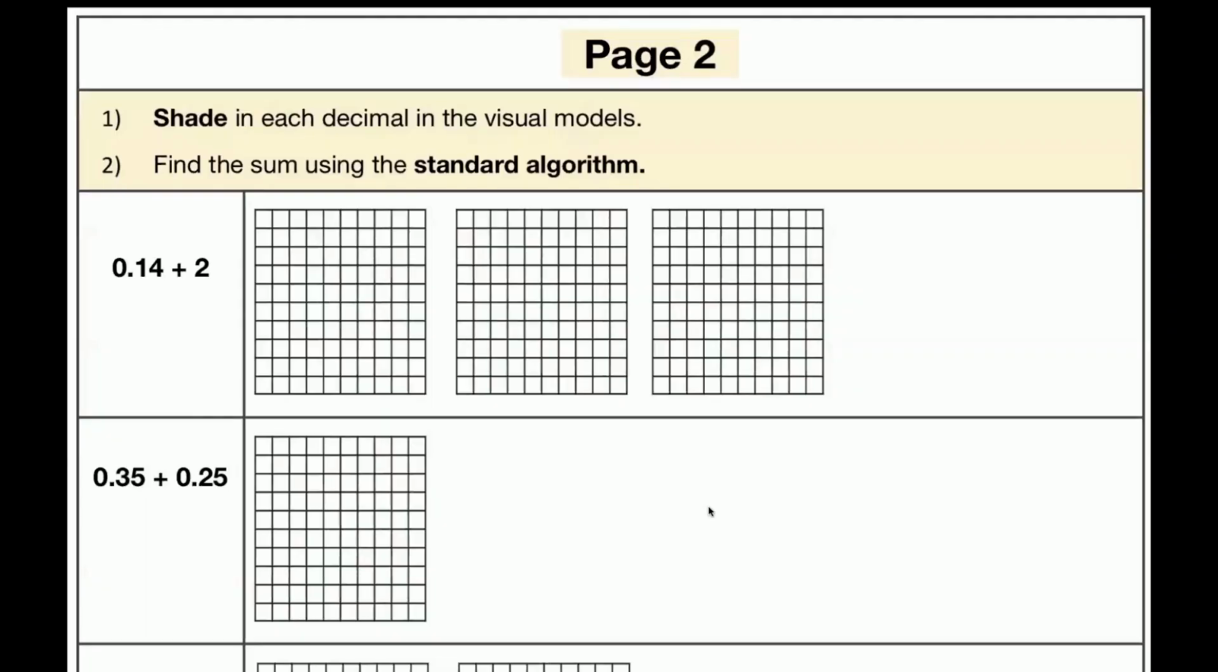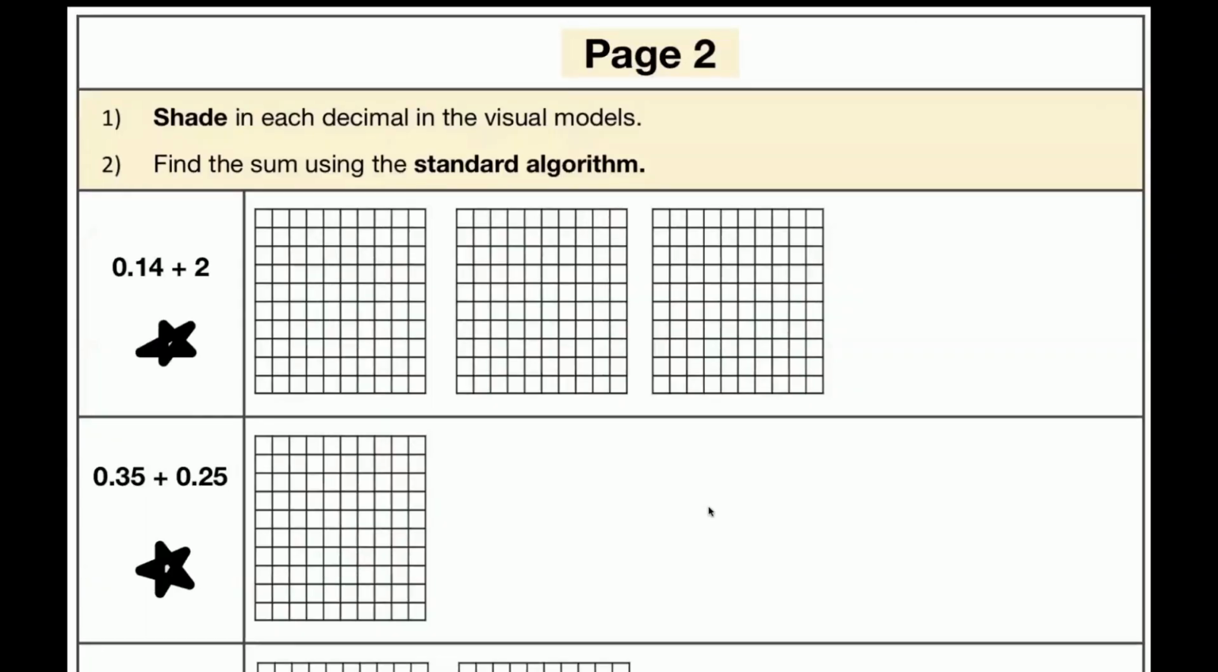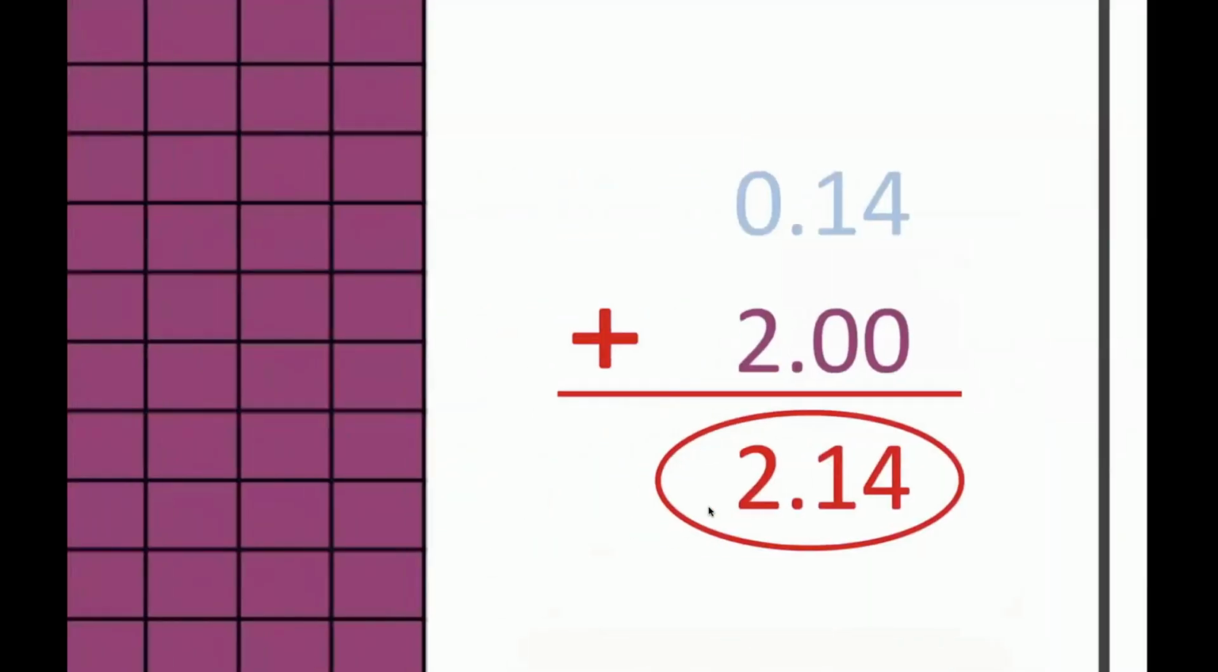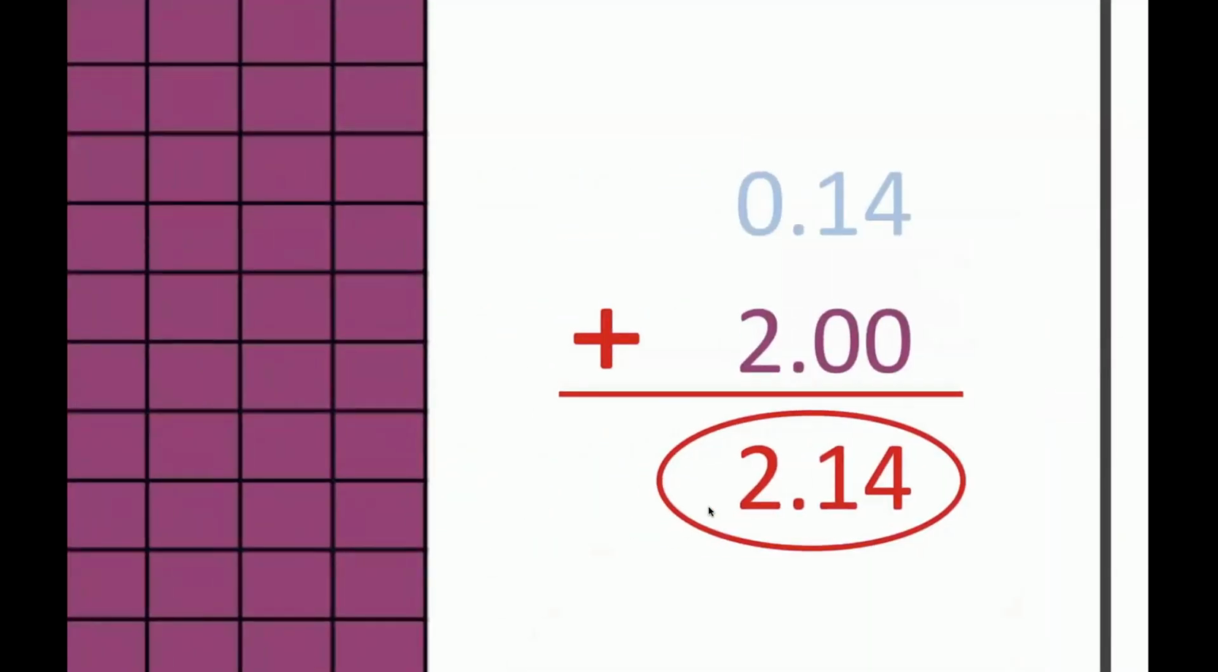Go ahead and complete the first and second problem on page 2, then come back to the video to check your work. For our first problem, you should have started by shading in 1 and 4/100ths, then 2 wholes. And if you didn't do them in that order, that's fine. It still reflects the same answer. Then it asks us, in the second part of the directions, to find the sum using the standard algorithm. So let's go ahead and check our work there. I'll zoom in. Make sure your decimals are super lined up and neat. Check your work.